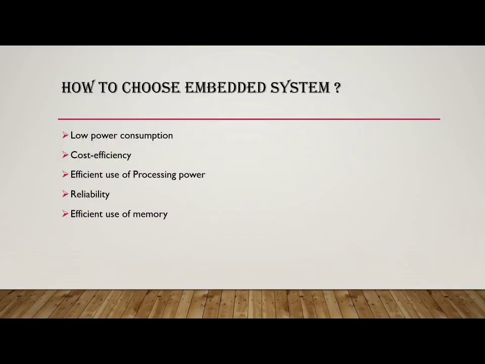How to choose an embedded system? We can choose an embedded system by its characteristics. Some characteristics are: low power consumption, cost efficiency, cost-efficient use of processing power, reliability, and efficient use of memory.